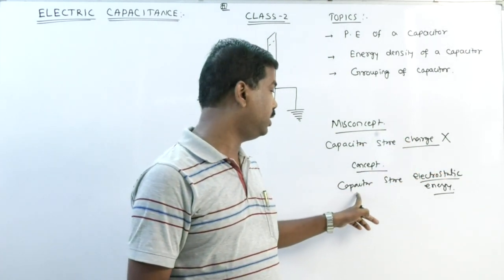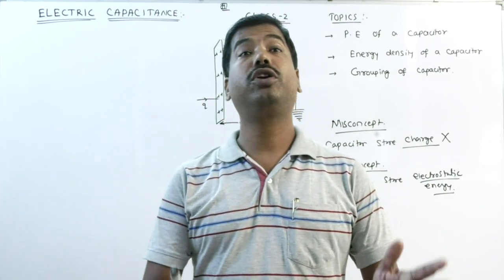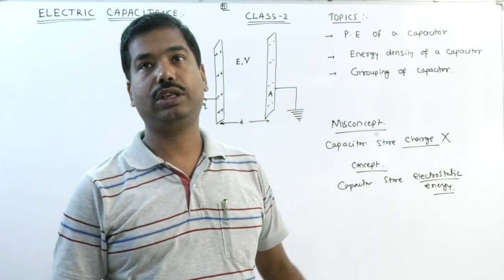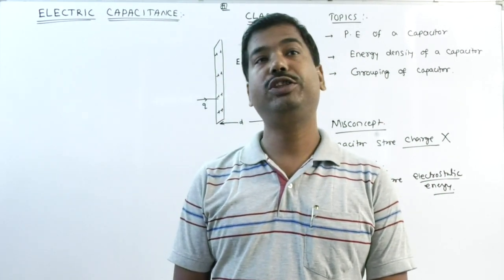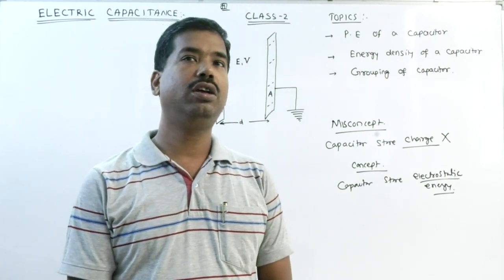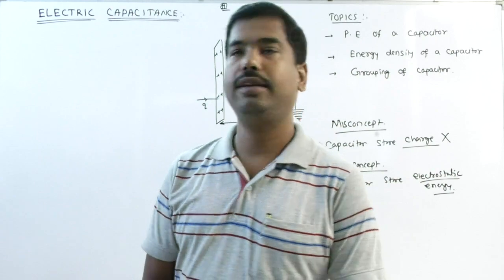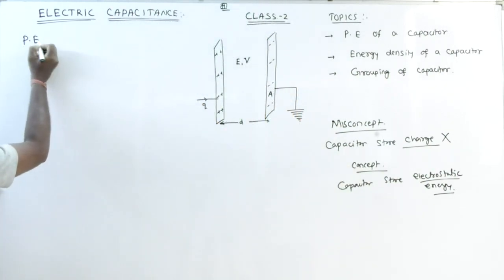Hence, we can say that a capacitor is a device that stores electric energy when some potential difference is applied across it. The amount of work done to charge a capacitor when some potential difference is maintained across it is called its potential energy. Now, we will discuss the potential energy of a capacitor.